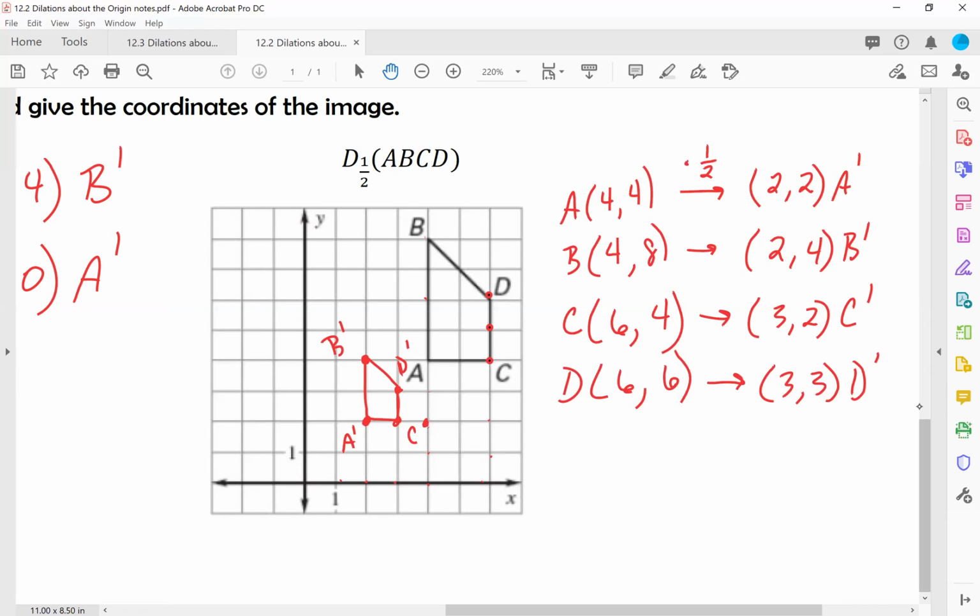So look at the height. Originally from A to B, the distance was 1, 2, 3, 4. Now the distance from A prime to B prime is only 2. So that's all there is for dilations. You just take your original point, multiply it by the scale factor, and that gives you your new point. See you guys in the next one.